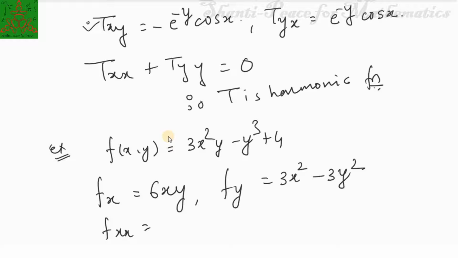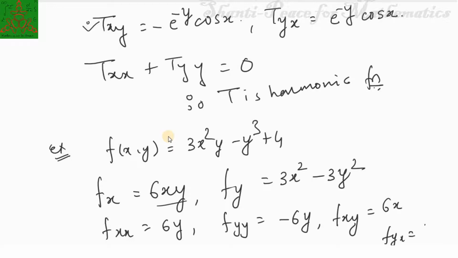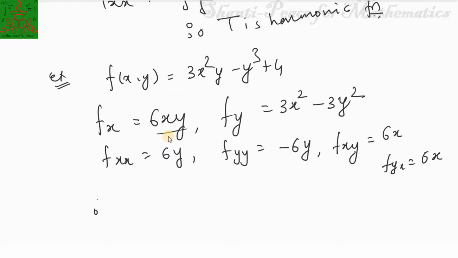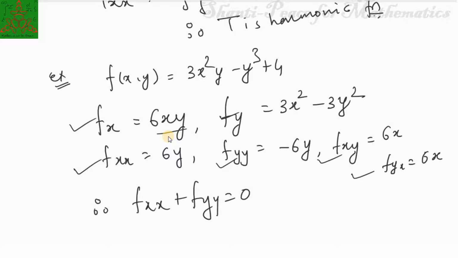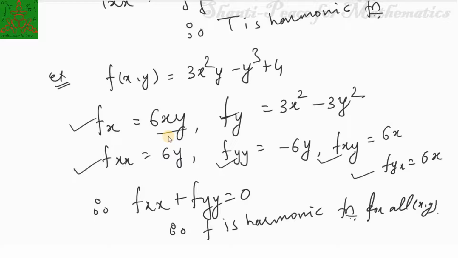Fxx you will have 6y. Fyy you will have minus 6y. Fxy, you will have the derivative of this with respect to y, that is 6x, and Fyx is also 6x. So therefore what we can say is that fx, fy, fxx, fyy, fxy, fyx, all of them are continuous. So its first order partial derivatives are continuous and second order partial derivatives are continuous, plus fxx plus fyy is 0. So hence we can say that this f is a harmonic function for all x, y. This is the harmonic function, we can say.